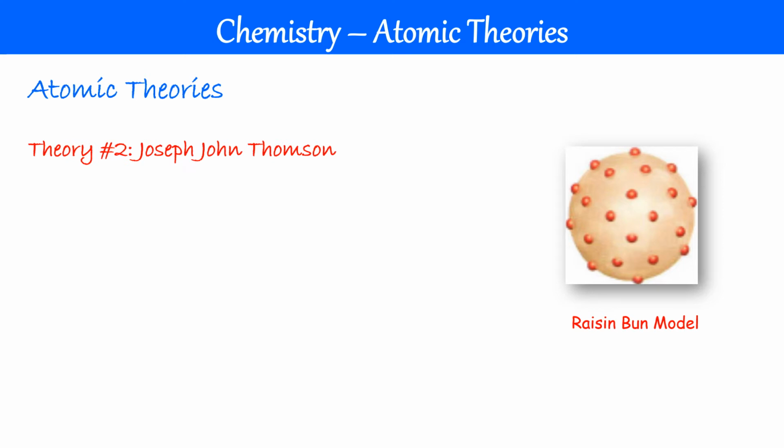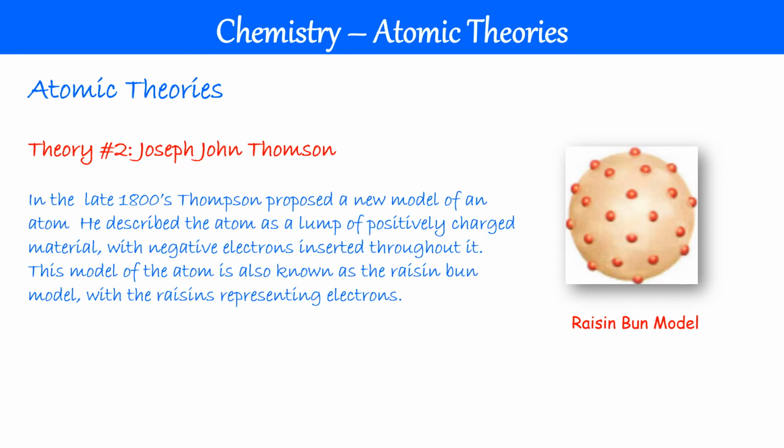Theory number 2 by Joseph John Thomson. In the late 1800s, Thomson proposed a new model of an atom. He described the atom as a lump of positively charged material with negative electrons inserted throughout it, shown in red. This model of the atom is also known as the raisin bun model, with the raisins representing electrons.